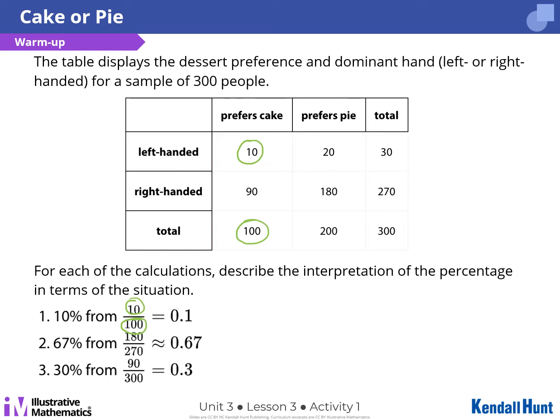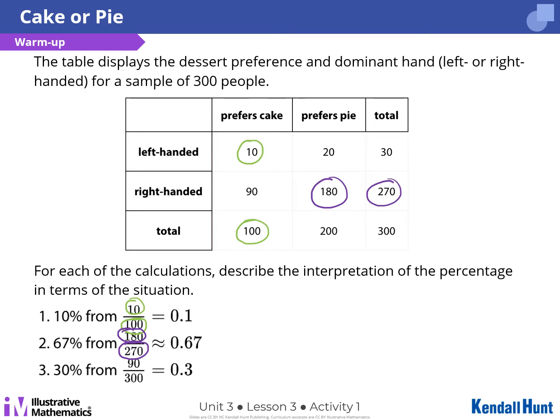Let's look then at our 67%. That is 180 compared to 270. Here's our 180. Here's our 270. So we're looking at all 270 right-handed people and saying that 180 of them prefer pie. So that's 67%. We are saying 67% of right-handed respondents prefer pie.